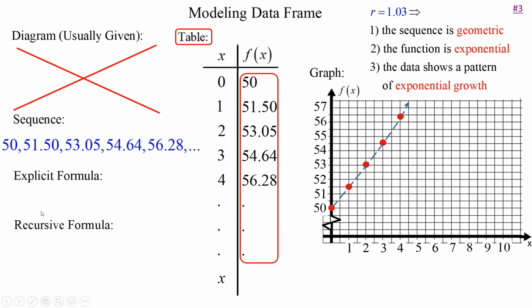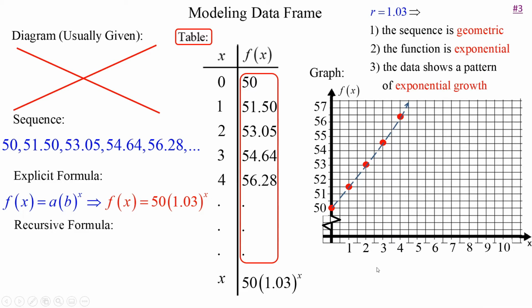Let's go to our explicit exponential function, and that's f of x equals, and I look, my first x is 0, so aren't I going to go a times b to the x power? Now, if you know what a and b are, you're good to go. So f of x equals a, my first output in the table, 50. B is my base, or my common ratio, 1.03 to the x. And there's my exponential function right there. Let's put that as an expression down here in our table. Beautiful.